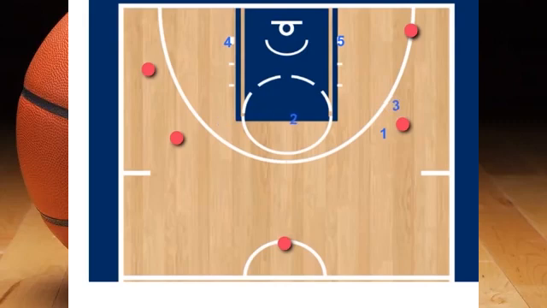1-2-2 zone defense rules. Number 1. Hands up at all times. Teams must keep the basketball out of the paint and the high post. That's where the defense is most vulnerable. Number 2. Move on the airtime of the pass.